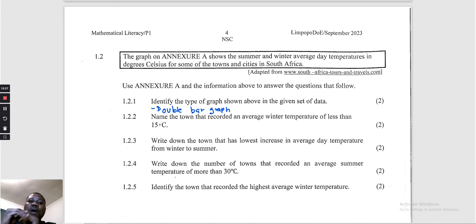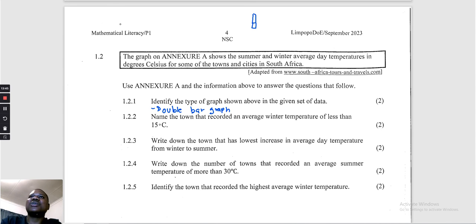Then there's another one where you will see the graphs going like this. One will be on top, the other on the bottom like this. This one we call a stack. Why do we call it a stack? It's because one bar is on top of the other. So we say it's a stack bar graph.